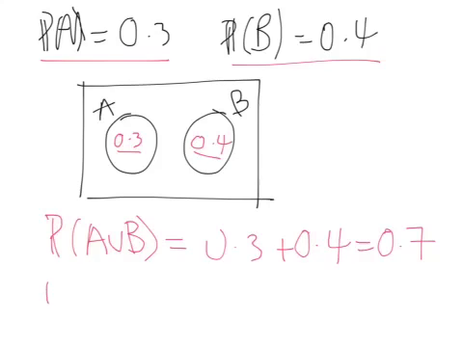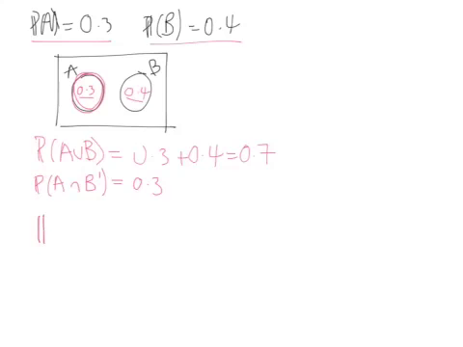Next, we want to find the probability of A and not B. So that is, well, that's just here. This is the only bit that satisfies being both A and not B. So that is going to be 0.3.